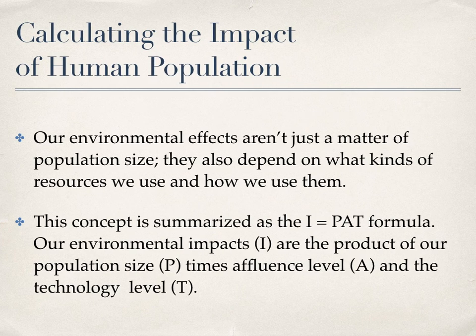So how do we evaluate the impact of human populations on the planet? Our environmental effects aren't just a matter of sheer population size. They also depend on what kinds of resources we use and how we use them. This concept is summarized as the I equals PAT formula. It says that our environmental impacts, I, are the product of our population size, P, times affluence, A, and the technology, T, used to produce the goods and services we consume.